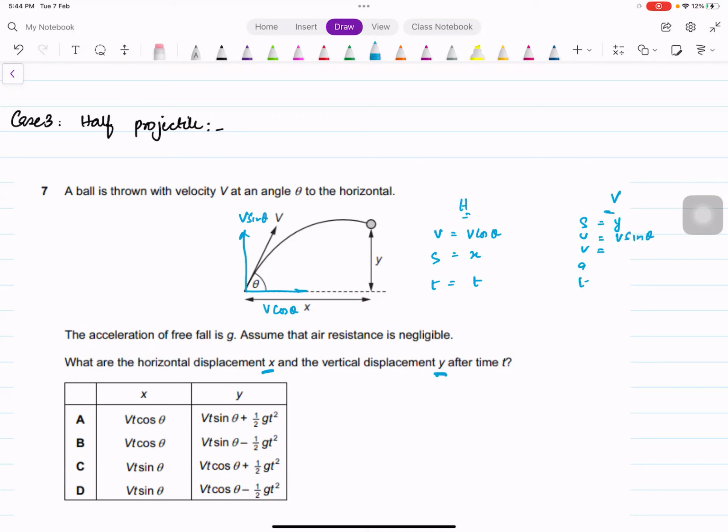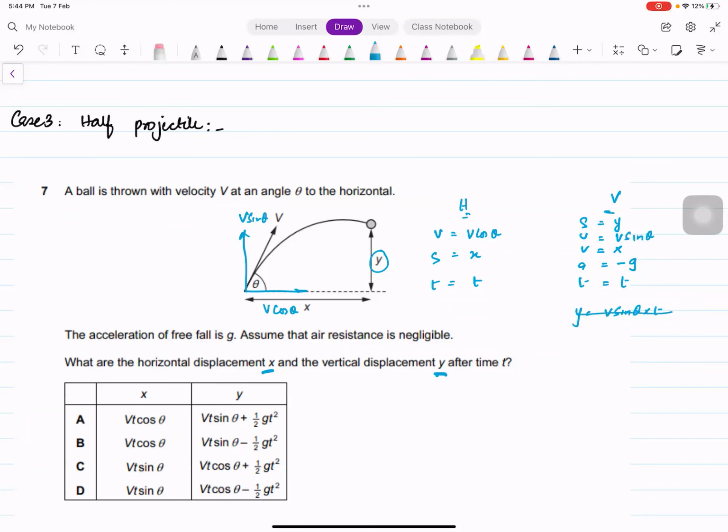And final velocity, we don't know this, by the way. The reason we don't know this is because it doesn't say if it's at the highest displacement or not. So we're going to use this as minus g and time as t. This time we're going to use y equals v sine theta times t.